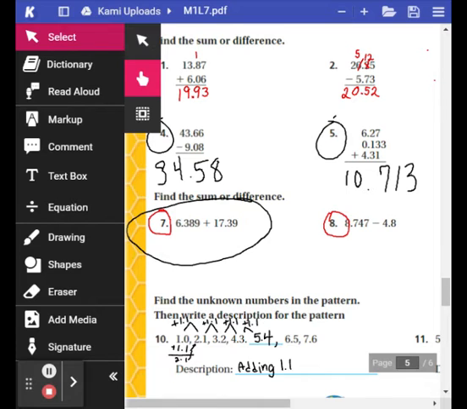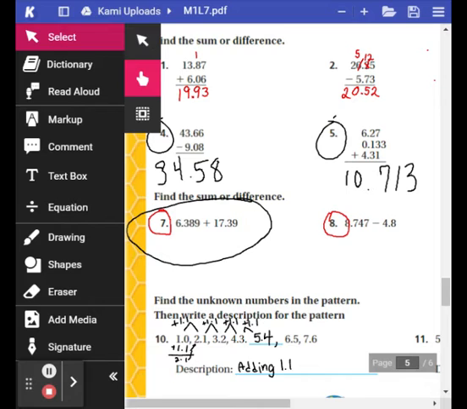So for number 7, I'm going to write out 6 and 389 thousandths, plus, and I want to line up my decimals. I always feel more comfortable having the larger number on top. If that's what makes you feel comfortable, then go ahead and switch the 17 and 390 thousandths on the top plus the 6 and 389 thousandths. But I'm going to go ahead and add this up as it is.